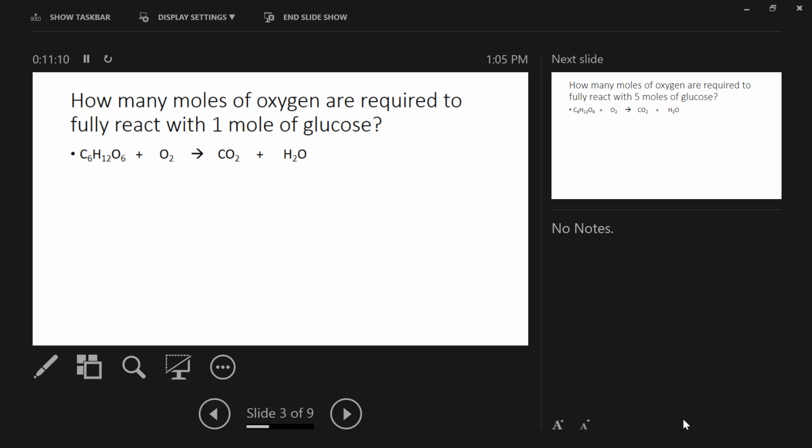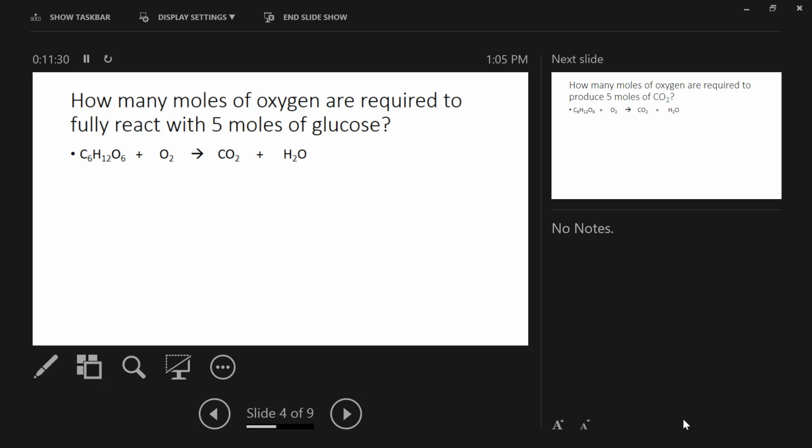Does this make sense? It's okay? So we're going to raise the difficulty a little bit. You ready? Okay. So how many moles of oxygen are required to fully react with 5 moles of glucose?